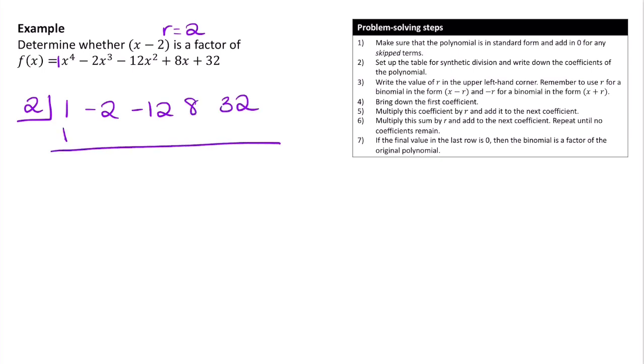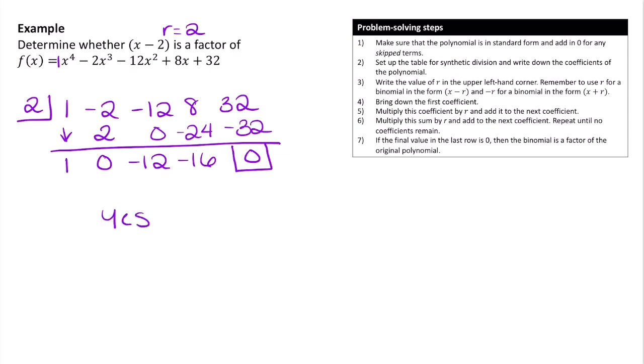And so I'm going to start off by bringing down 1. And then I do 2 times 1, so that's 2. Negative 2 plus 2 is 0. And then 2 times 0 is 0. I do negative 12 plus 0, so that's negative 12. Negative 12 times 2 is going to be negative 24. 8 plus negative 24 is going to be negative 16. 2 times negative 16 is negative 32. Do 32 plus negative 32, and that gives us 0. So we can say that x minus 2 is a factor of f of x.